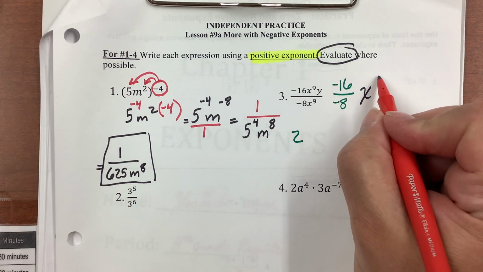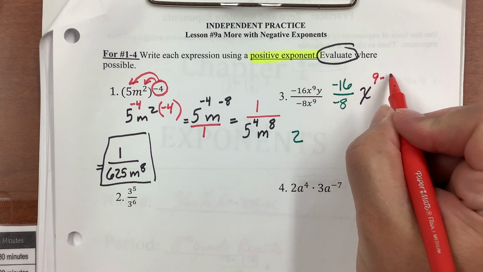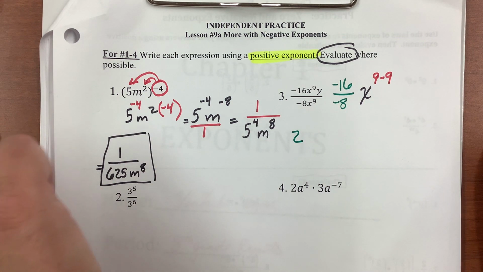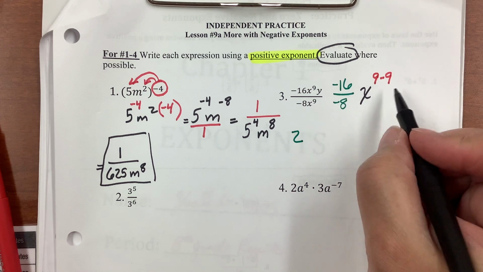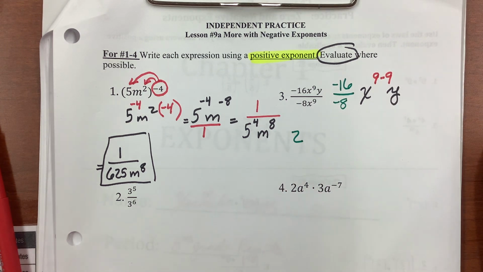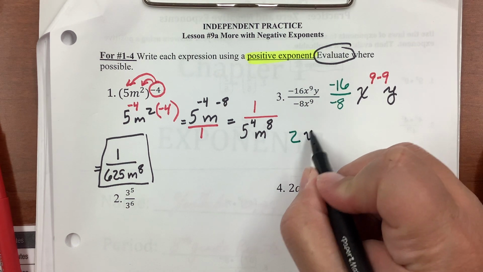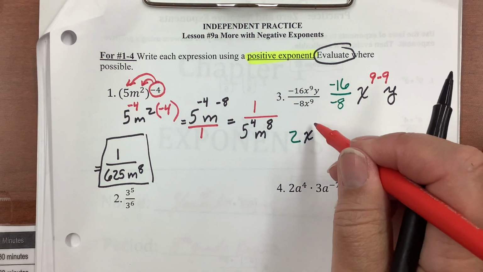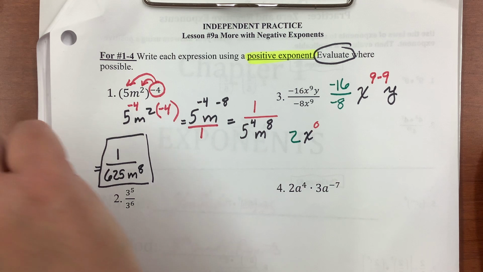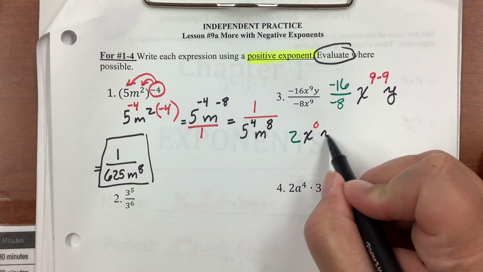So for this part, I have x, and I'm going to subtract top minus bottom, 9 minus 9. That gets interesting. I also have this base y. Nothing happens to the y, but keep the base x, and now I have this exponent 0. We'll get back to that. And I keep the y.